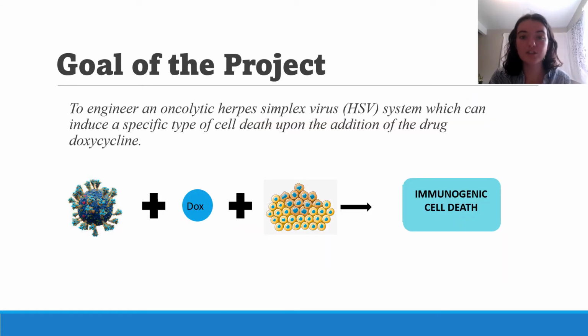The goal of this project was to engineer an oncolytic herpes simplex virus which is able to induce a specific type of cell death, which leads to a high inflammation and immune response by expressing a pro-cell death protein when the drug doxycycline is administered. This targeted approach will allow for the activation of one type of highly inflammatory cell death and will be useful to determine the differences between types of cell death and will hopefully lead to a greater immune response overall in tumors.